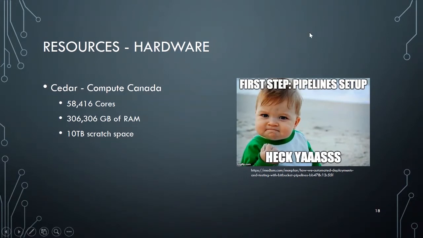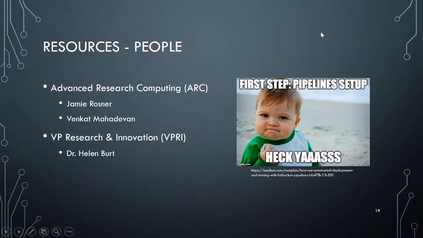You have access to a max of 58,000 cores and 300 terabytes of RAM, and each user gets 10 terabytes of scratch space, which is high performance, high speed disk space. That was definitely more than enough to do this development as well as run the pipeline on a regular basis. The people that helped me do this were two key people from the Advanced Research Computing team: Jamie Rosner, who used to be a bioinformatician, and Venkat Mahadevan, a sysadmin there, who got me access to this resource, as well as Dr. Helen Burt from the VPRI.